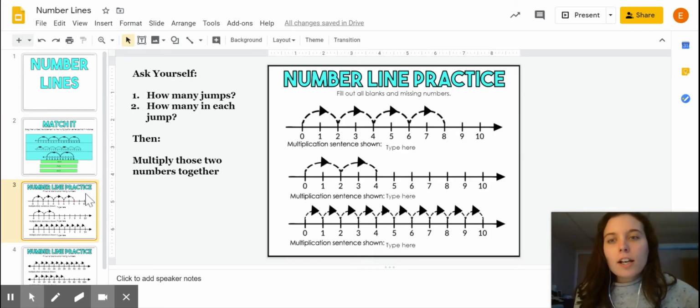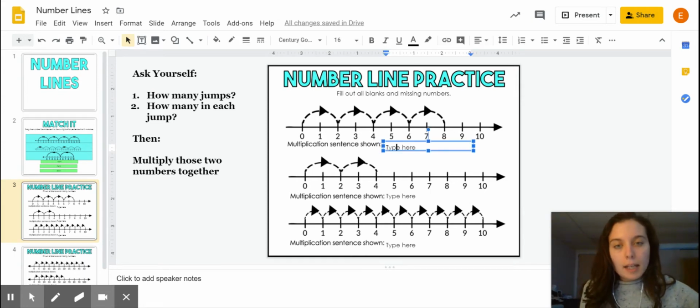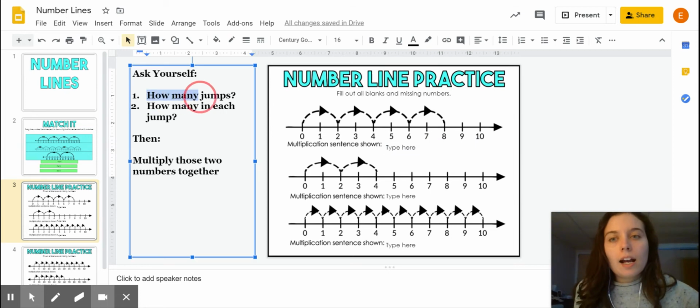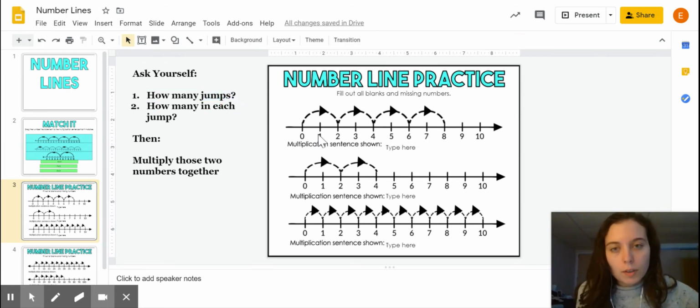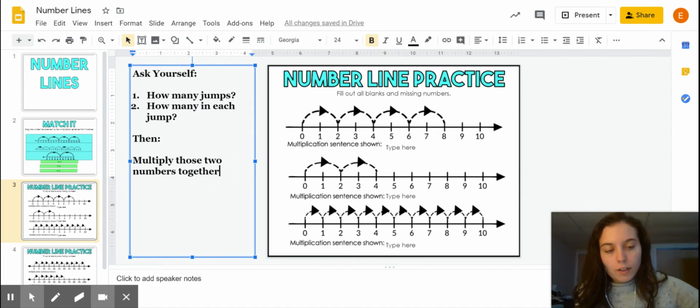So I can show you what to do on the third slide. The third slide, what you're going to do is you're going to write the multiplication sentence out. It's not dragging. You have to click here and then type it in. So ask yourself, remember, what's the first question? That's right. How many jumps? Well, let's look at the first one. There's 1 jump, 2 jumps, 3 jumps, 4 jumps. I like to write it down so that I don't forget.